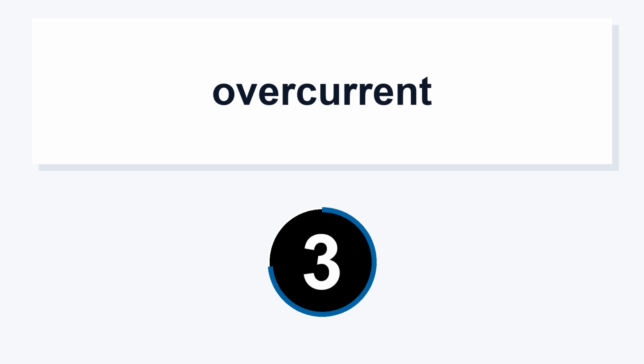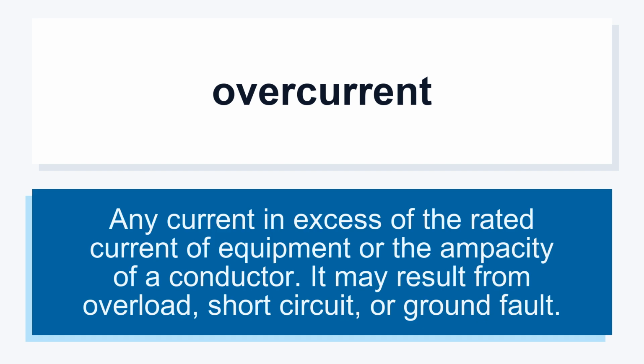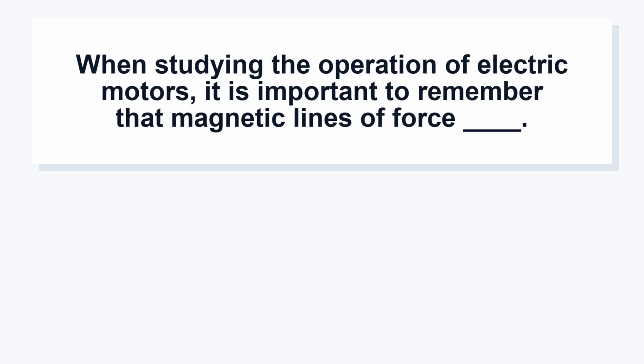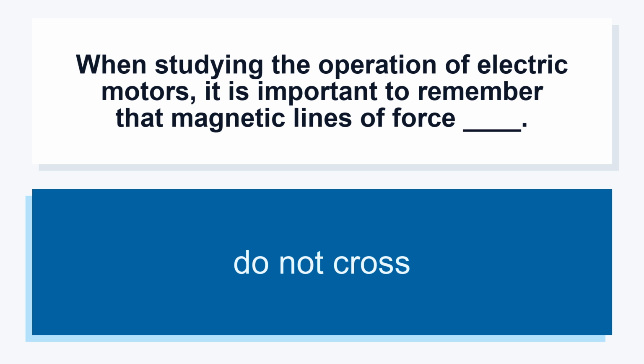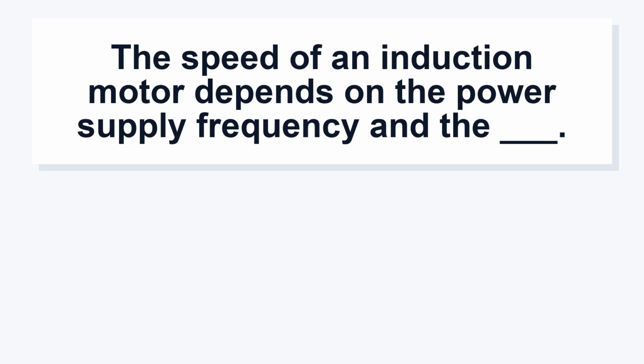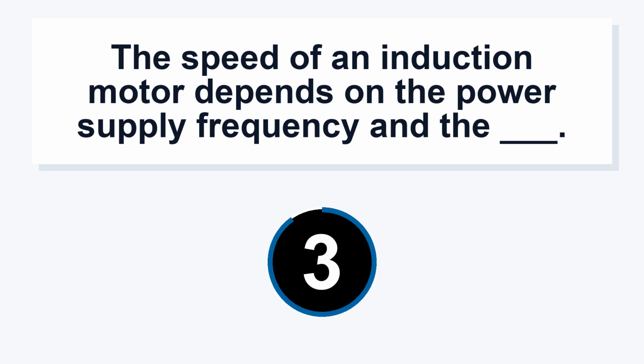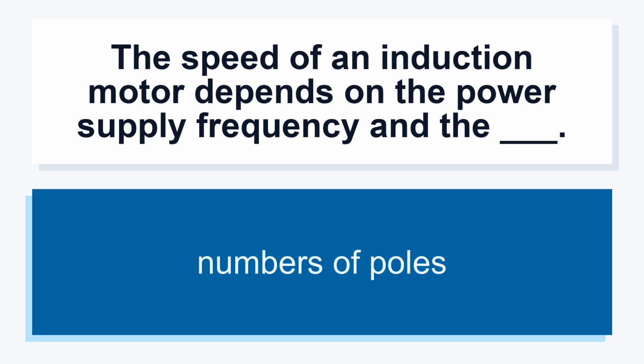Overcurrent: any current in excess of the rated current of equipment or the ampacity of a conductor. It may result from overload, short circuit, or ground fault. When studying the operation of electric motors, it is important to remember that magnetic lines of force do not cross. The speed of an induction motor depends on the power supply frequency and the number of poles.